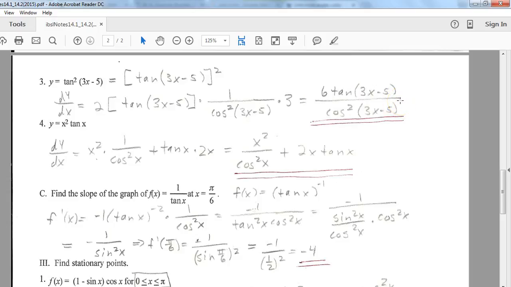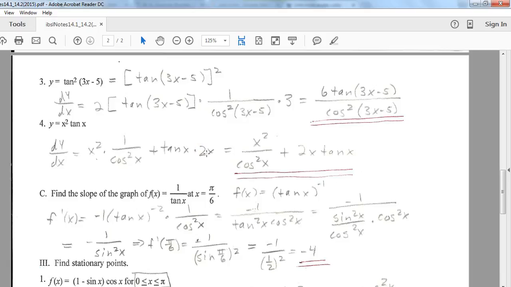Right here we have a product rule, so you're multiplying two x values together. So you have the first times the derivative of the second, plus the second times the derivative of the first. And so that's where each one of those is coming from. So make sure you know how to do that.